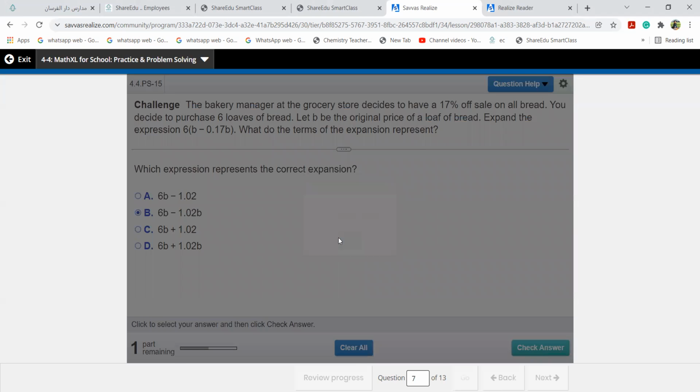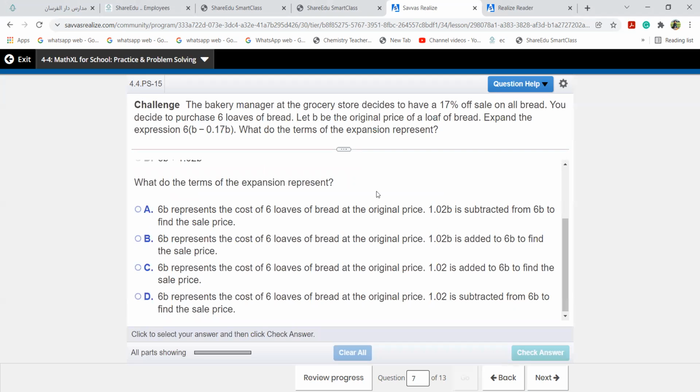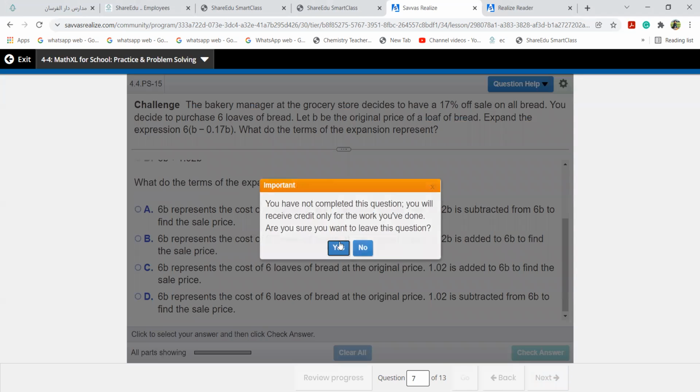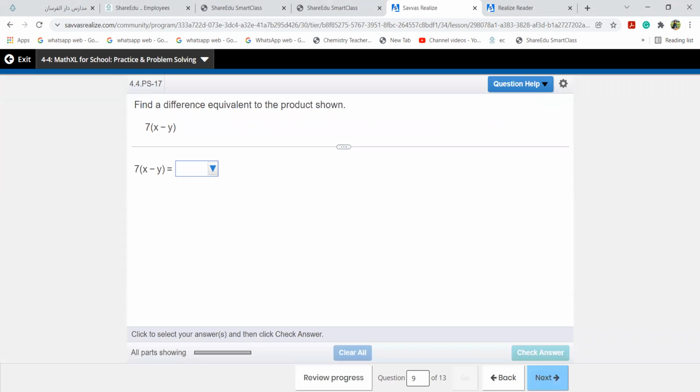Okay. Fatima, you got this or no? Yeah, miss, I got it. First, we're going to multiply 6b and then we'll multiply 6b by minus 0.17, right? Yes. Miss, but I didn't understand. Do we put the b or no? Yes, you put b. Okay. Very simple. I will do this for you.